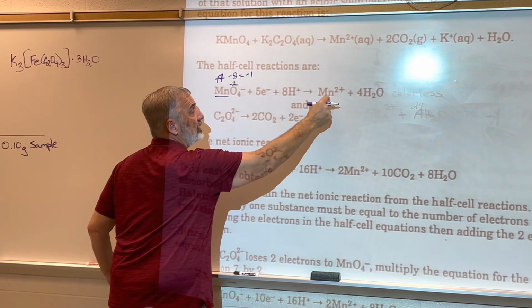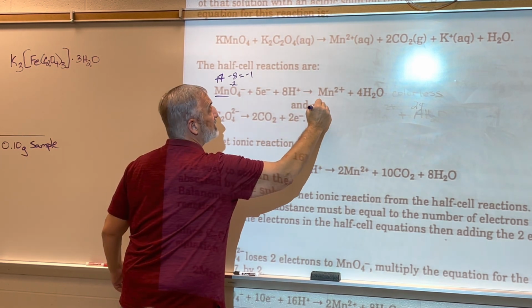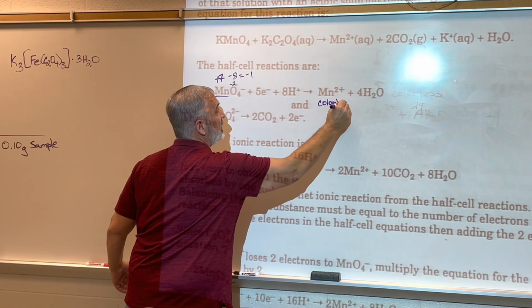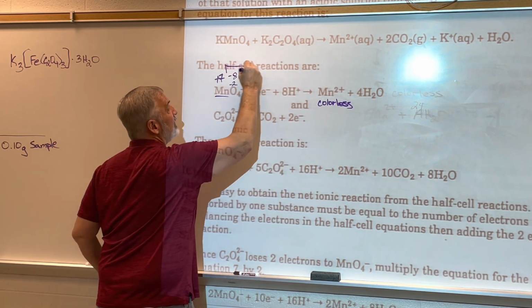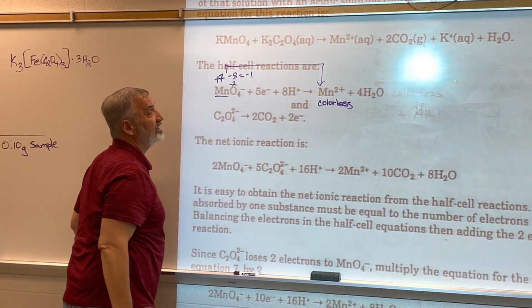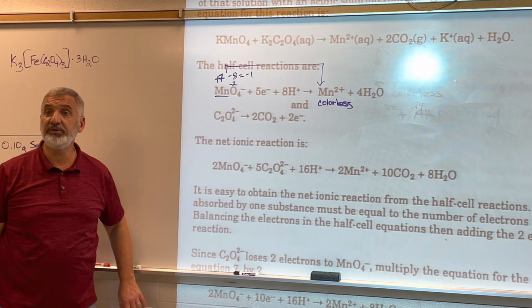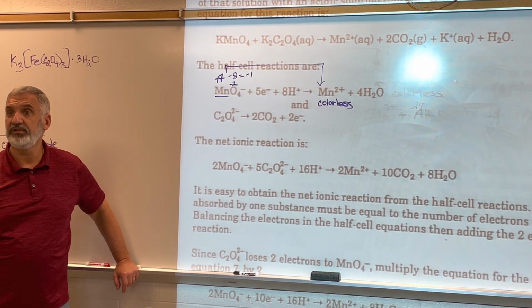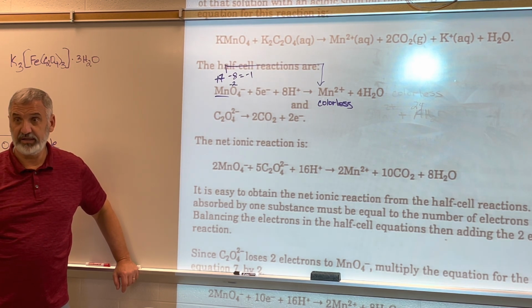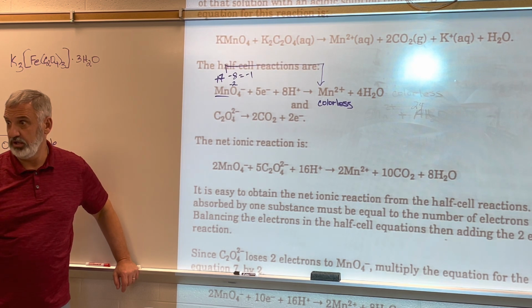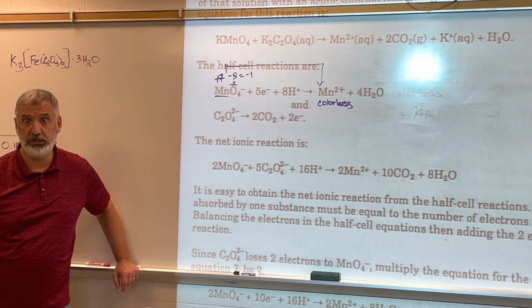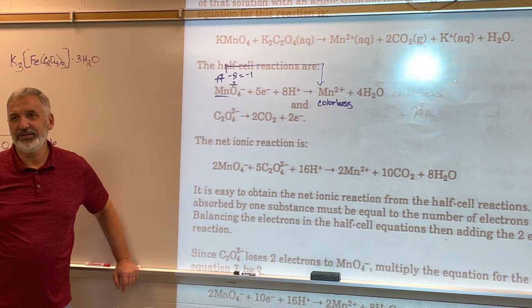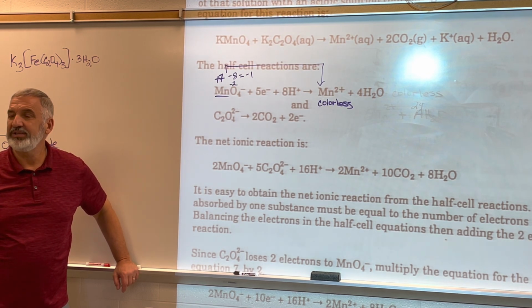But now it's going to this colorless Mn2+. So what's happening to the manganese? Oxidized or reduced? Did the charge go up or charge go down? Went from 7 to 2. Okay? Again, let's think hard here. It went from 7 to 2, so did the number get bigger or smaller? Okay? It's got reduced. Gain electrons.